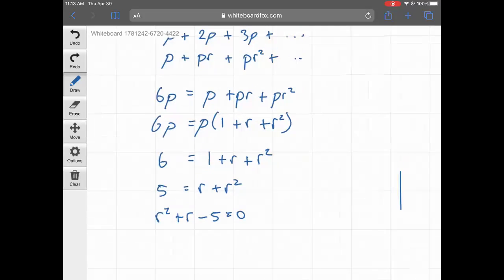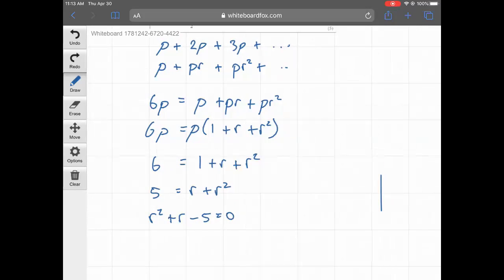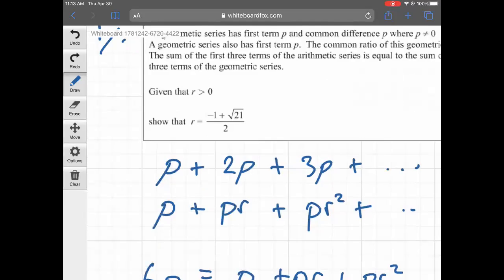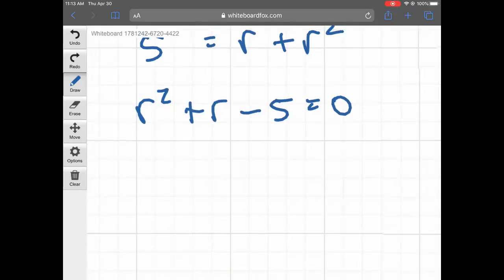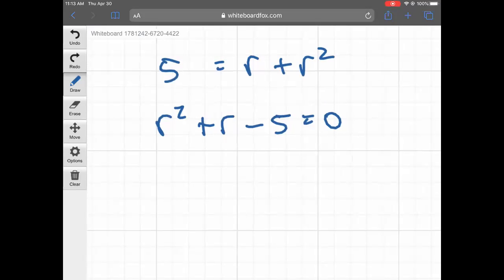At this stage, it might be tempting just to plug the numbers into your calculator, but you need to show that R is equal to that. So use the formula to show it, or complete the square. I'm going to use the formula. So write down the formula: minus B plus or minus the square root of B squared minus 4AC, over 2A.